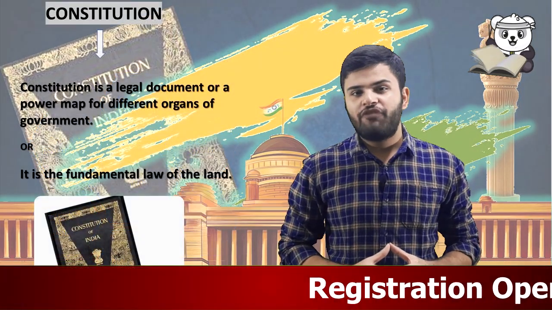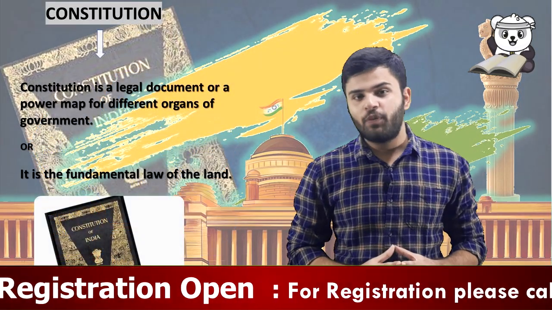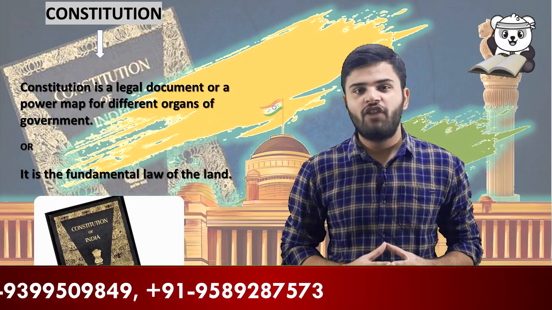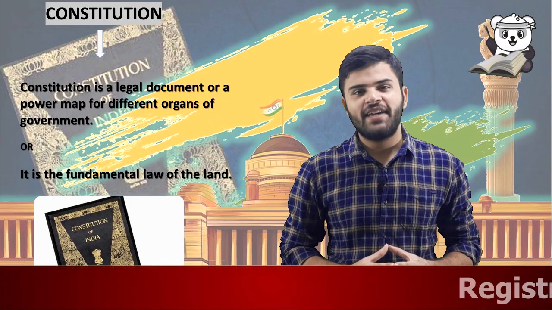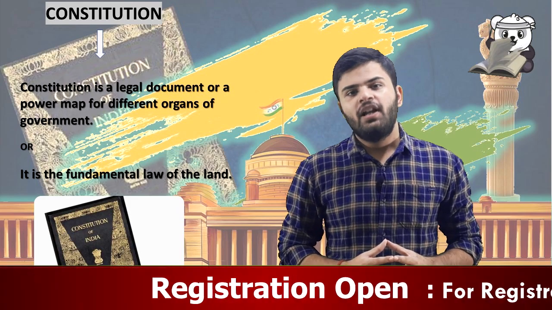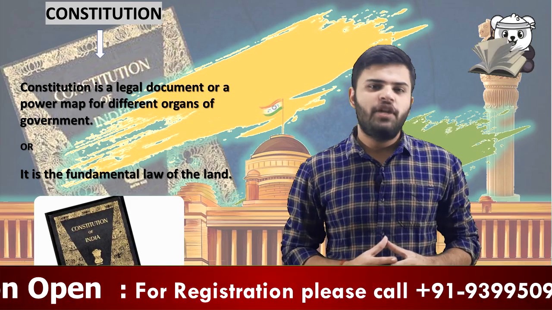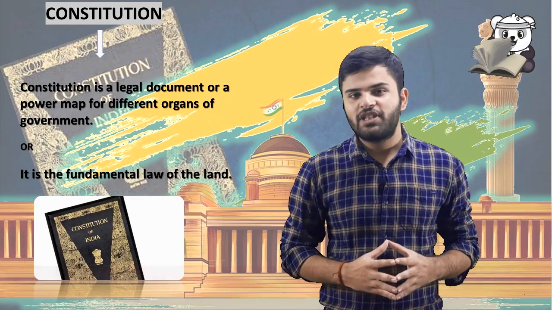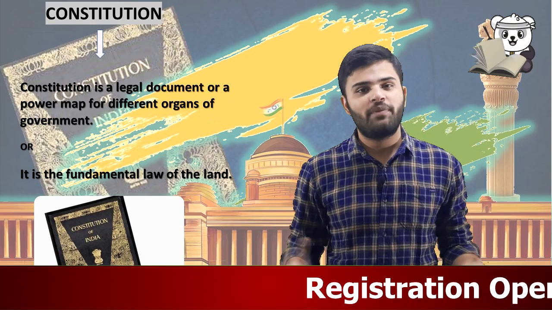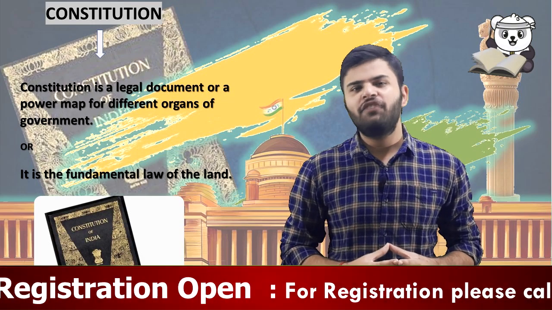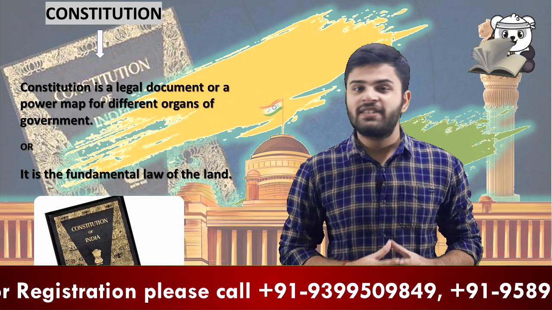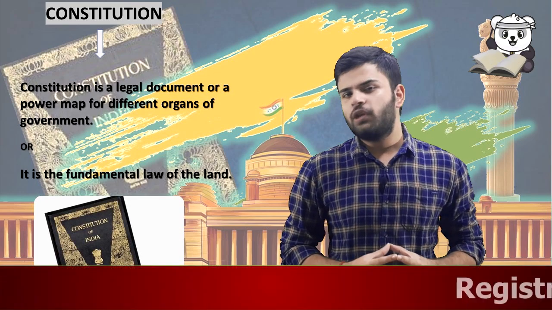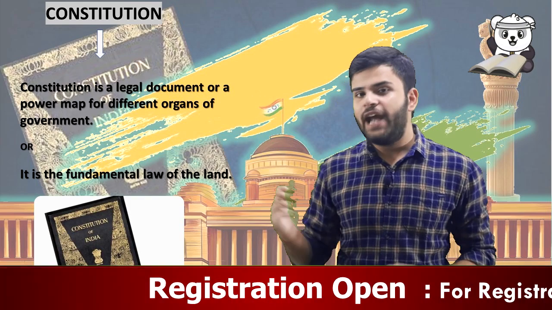A constitution can be defined as a power map or a legal document which guides different institutions or different organs of the government on how they ought to exercise their power. For example, there is the executive power of the union and the center, how the president ought to perform their power, how the judiciary ought to perform its power. So the constitution guides different organs of the government to exercise their power in a particular manner, the do's and don'ts. Constitution is also defined as the fundamental law of the land.